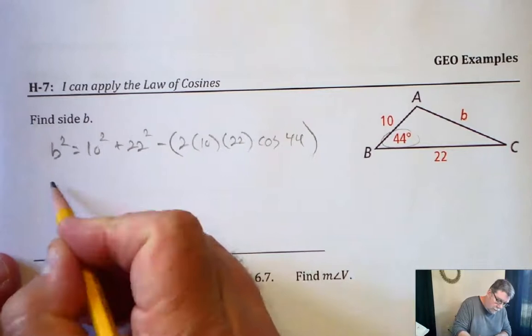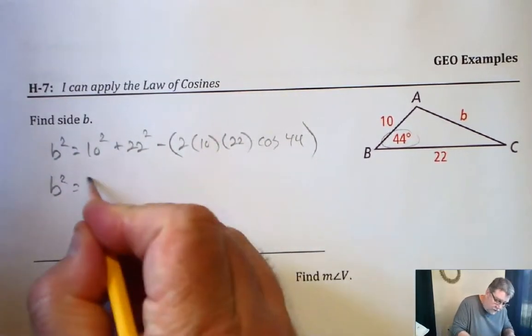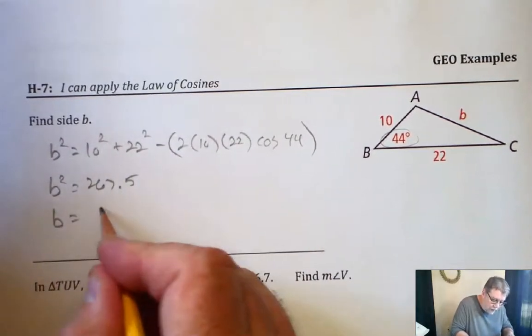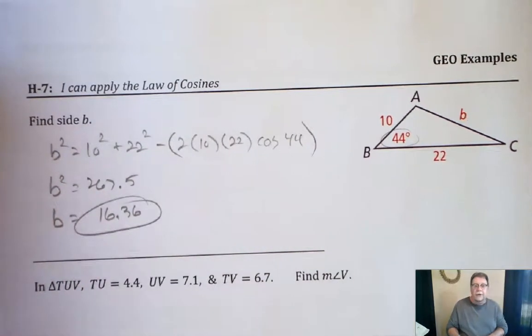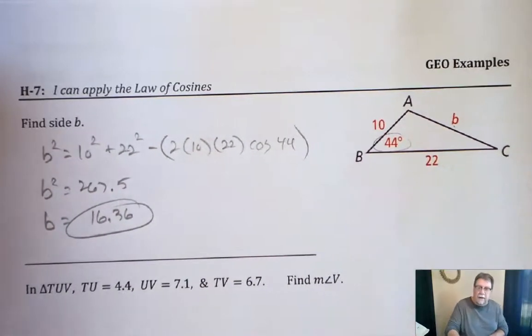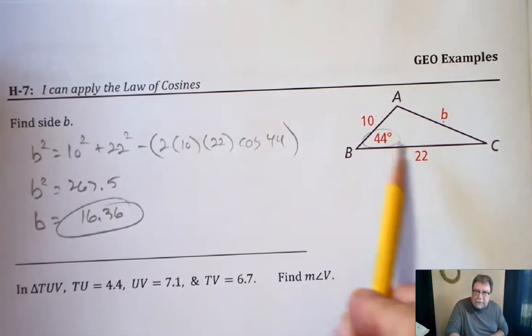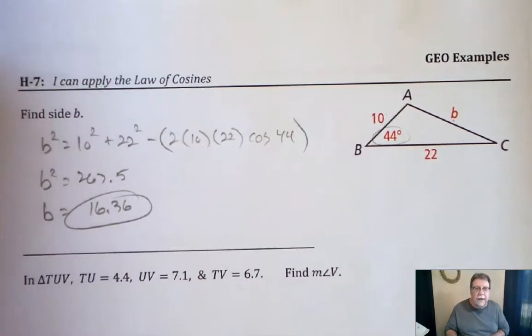So B squared was approximately 267.5. So B would be the square root of that, 16.36. So that's the measurement of B. And if you look, it makes pretty good sense because of the way these other measurements came out. This one looks like it's in between 10 and 22. So that seems about right.